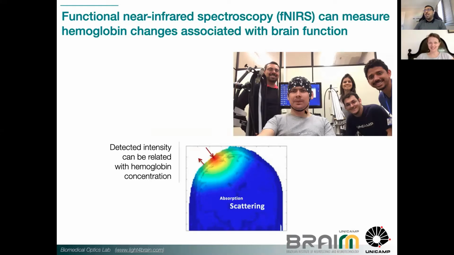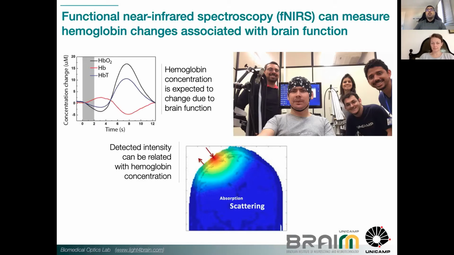Right? So the idea is you typically have a cap where you put fibers in, and some of these fibers bring light. They act as light sources. Some of them act like light detectors. When you shine infrared light into tissue, the light is absorbed by hemoglobin molecules, and a lot of this light is scattered, which for us is a good thing because some of it will be backscattered to the surface. And this detected light can be related to hemoglobin concentration.